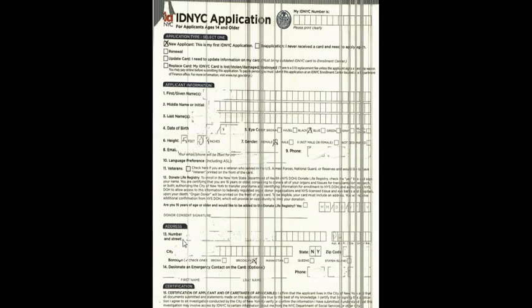Your address is going to be where you live. It's a private house, city, state, and zip. If you have an emergency, you can designate an emergency contact on the card, that's optional. I'd rather have somebody just in case something happens. The ID NYC card will say the emergency contact's name and the number.